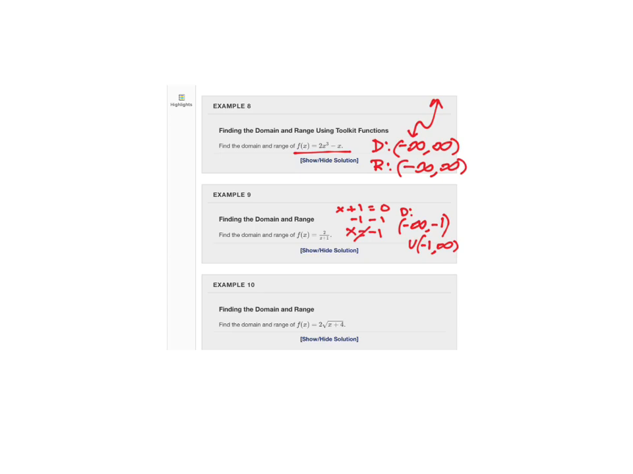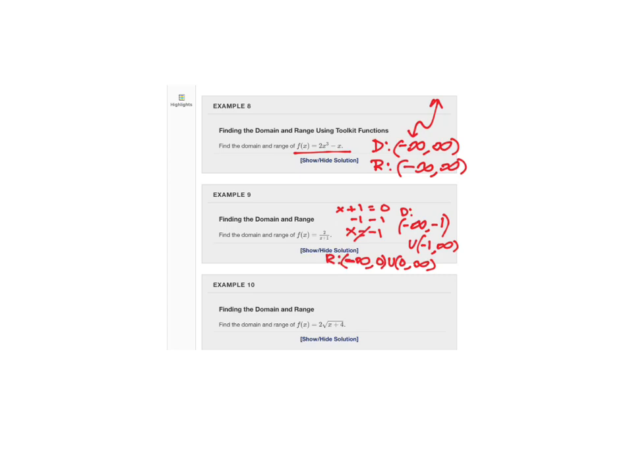So negative infinity to -1 and then -1 to positive infinity. Okay, now if my denominator can't be 0, then my function is never going to equal 0. So the range here is going to go from negative infinity to 0, and then 0 to positive infinity. What I'm saying is if my input will never make a 0 on the bottom, then my function itself will never equal 0.